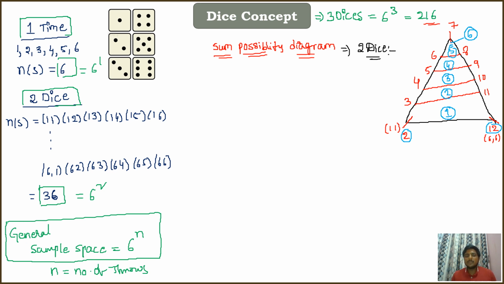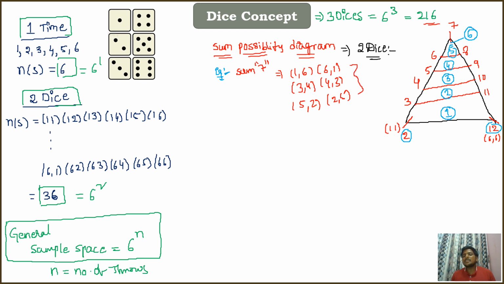For clear understanding, I'll work it out here. Have a look. For sum as 7, what are the combinations we'll get? 1 comma 6 we'll get. Next one, 6 comma 1. Next, 3 comma 4, 4 comma 3, 5 comma 2, 2 comma 5.